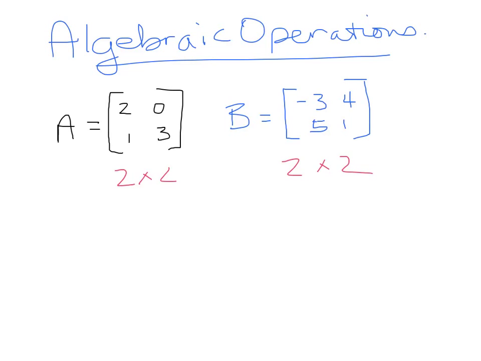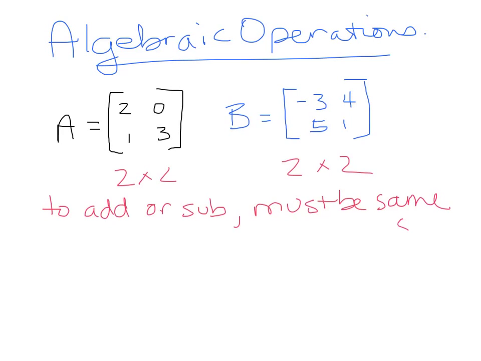Okay, and that's important. To add or subtract, the matrices must be the same size. So that's something you're going to want to remember. If I had matrices that are not the same size, I would not be able to add them. And the reason is, when you're adding matrices, it's very simple. You just add them element by element. Okay, so first row, first column.